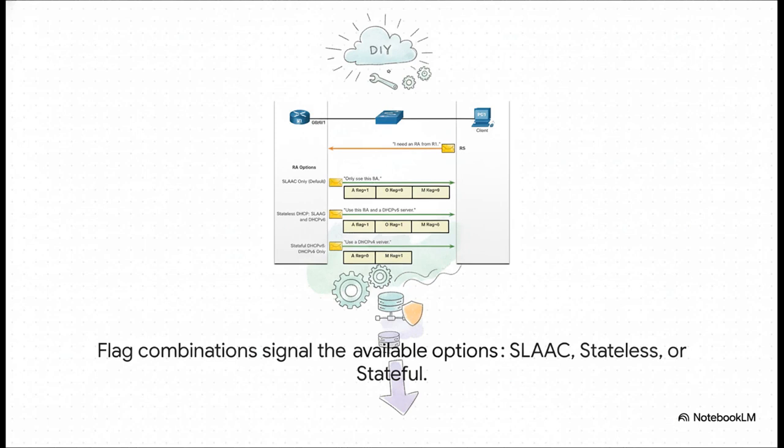Check out the top path. For SLAAC only, the A flag is on, but O and M are off. That's the green light for the do-it-yourself method. In the middle, for that hybrid approach, both A and O are on. And then at the bottom, for the full-service stateful method, the M flag is on, and that overrides everything else. It's pretty amazing that this whole intricate dance is directed by just 3 simple on or off signals.